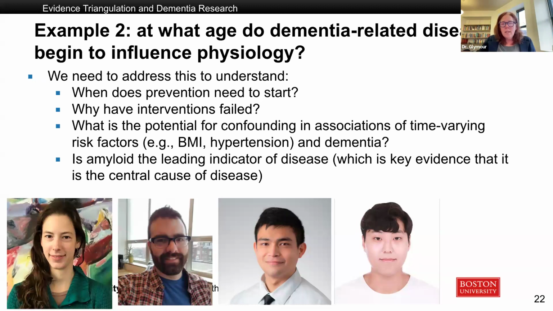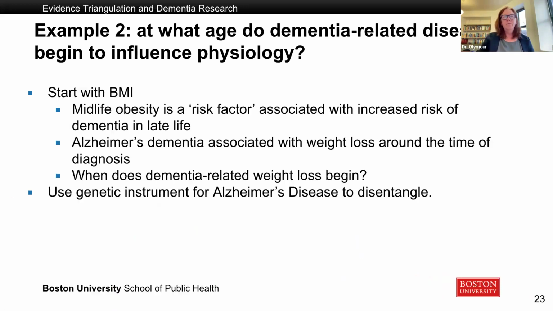If you're interested in identifying determinants of dementia, then it's important to understand reverse causation, because that drives the potential for confounding of time-varying risk factors such as BMI and hypertension. It also is important for understanding whether amyloid is a leading indicator of disease. This is a whole debate related to medications right now, which are premised on the assumption that amyloid is the key biological driver of disease.